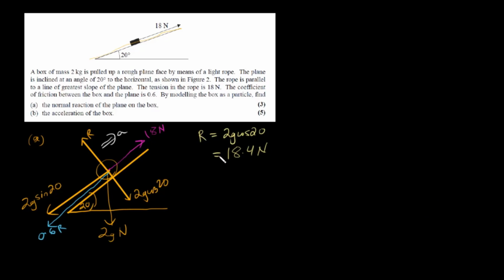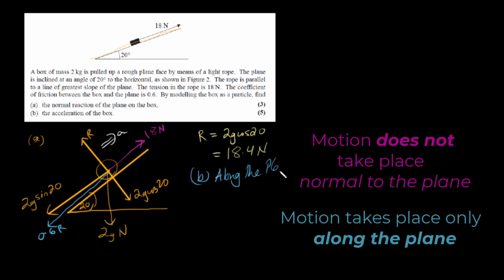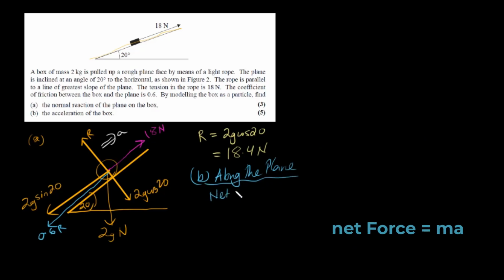Now the next question is find the acceleration. For finding the acceleration, it has to be along the plane. And we know the net force. The force that is pulling it upward is 18 Newton. And the forces trying to oppose that motion are one, 2g sin 20, and the other, 0.6 R. We know R is 18.4, so we are going to plug it in over here.